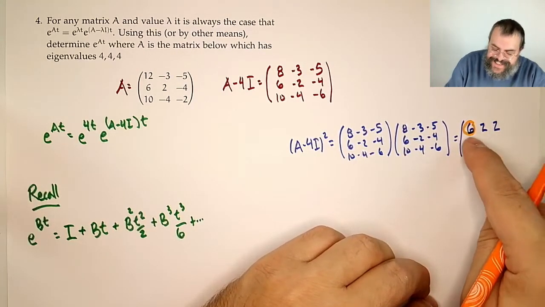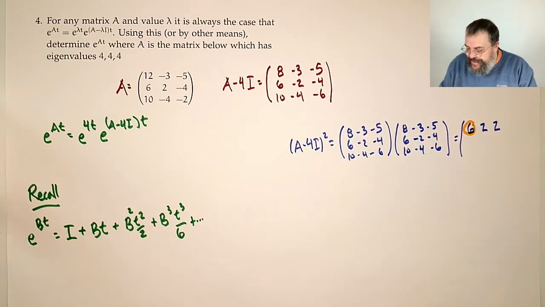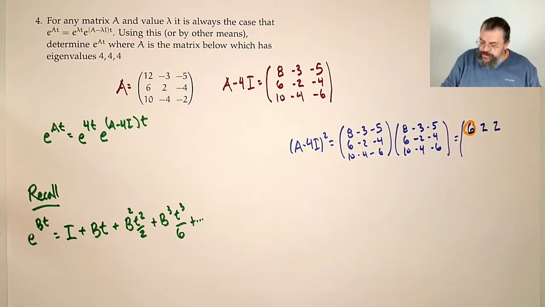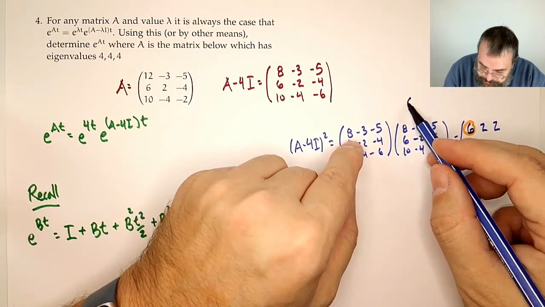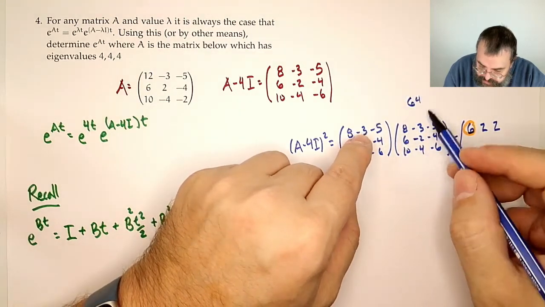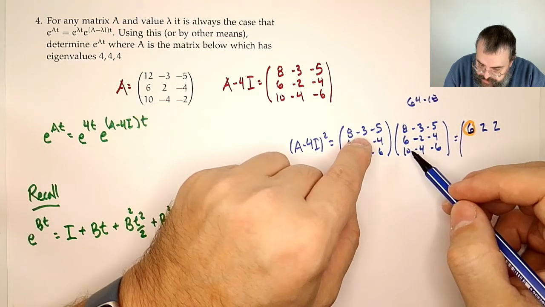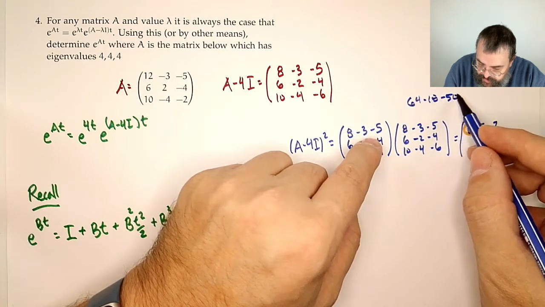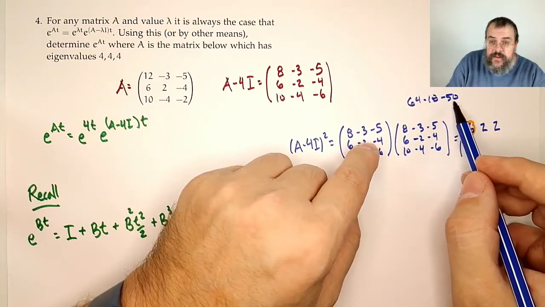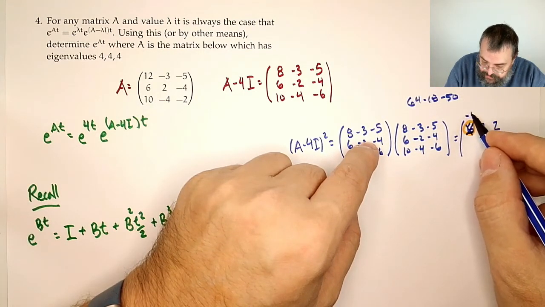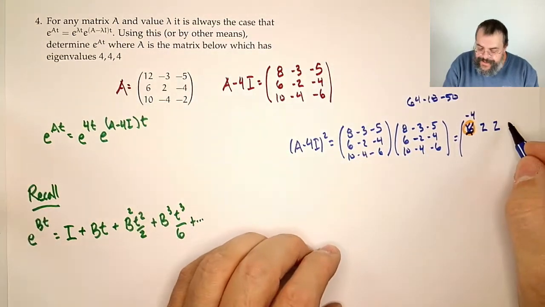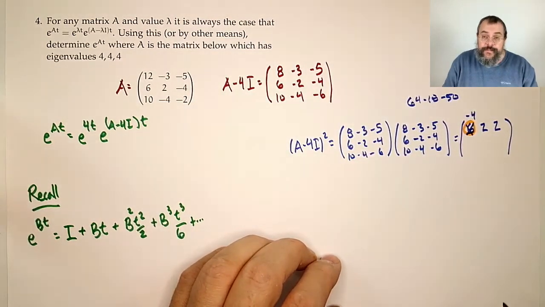Uh-oh. Made a mistake here. Let me fix that. This is what happens when you try to do numbers in your head, right? So let's be a little bit more careful with this entry here. 64 minus 18 and then minus 50. So really that's minus 68. 64 subtract 68. It's not 6, it's negative 4. Okay, all right. I feel better about that first row.